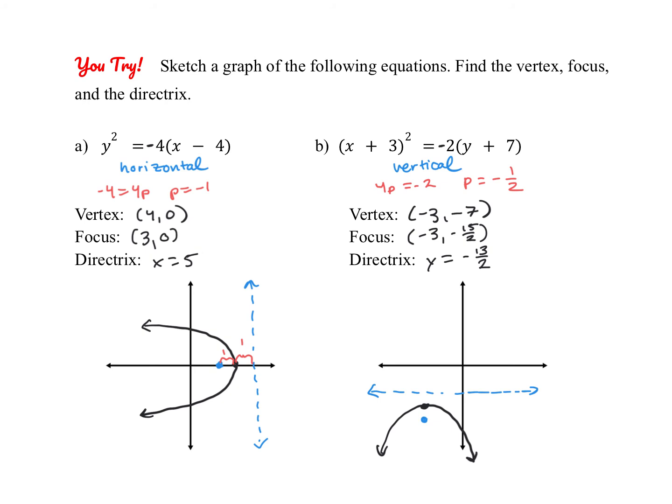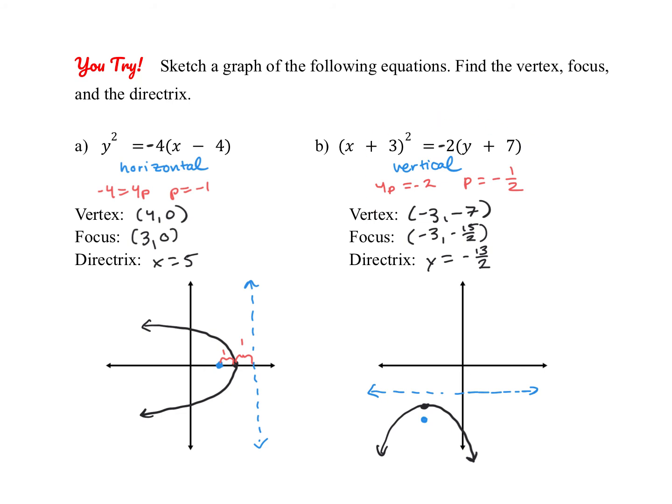All right, go ahead and check your work here. So for this first one, you have a horizontal parabola. Your vertex is at (4, 0), and this one is actually going to open to the left because your p-value is negative. So your p-value is -1, which means you go 1 unit to the left to find your focus, and then you go 1 unit to the right on the other side to find your directrix.